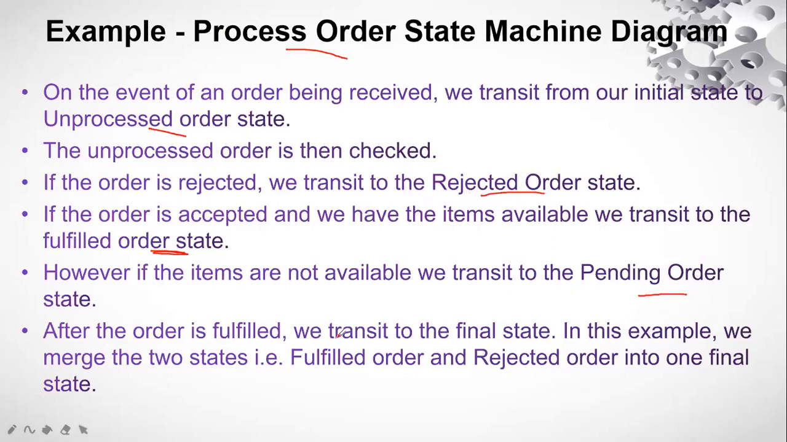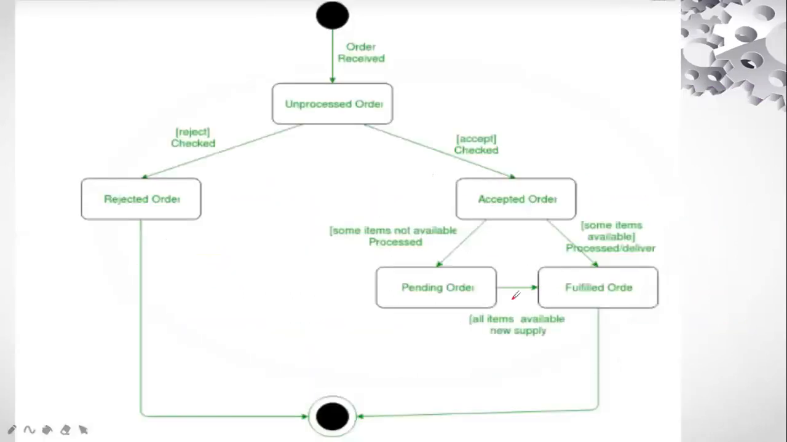After the order is fulfilled, we transit to the final state. In this example, we merge two states, fulfilled order and rejected order. Let's see it visually. In this we have, first of all, the initial state. We have received some order. What we are talking about is completely the order. So right now the order is just taken, it has not been processed. So the state of the order is called the unprocessed order.